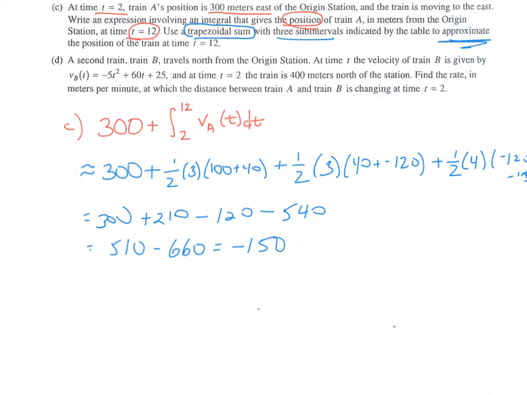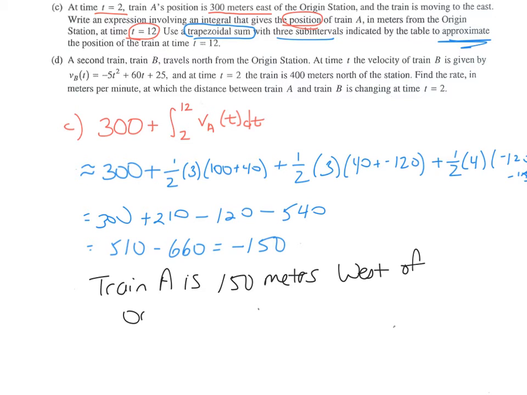So what does that mean in terms of position? That means that train A is 150 meters west of our train station at 12 minutes.